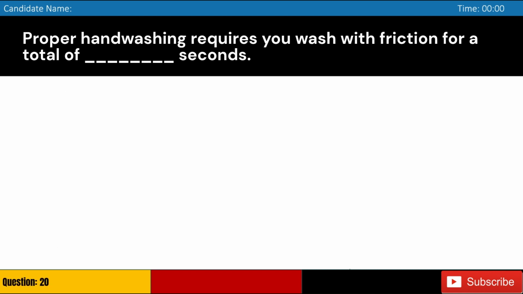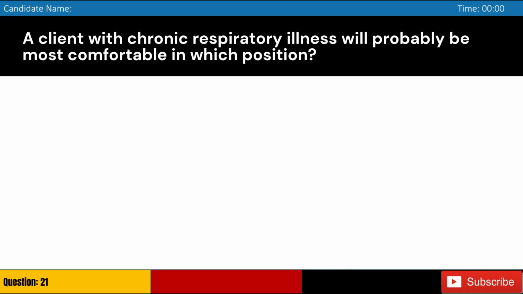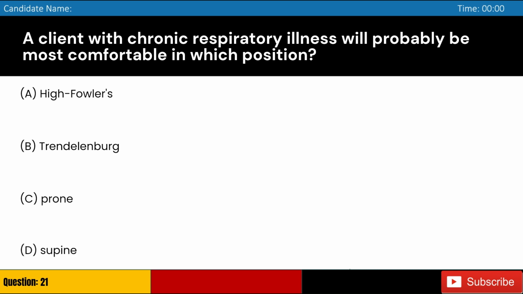Proper hand washing requires you to wash with friction for a total of how many seconds? A. 5 to 10. B. 10 to 15. C. 15 to 30. D. 60. Answer D. 60. A client with chronic respiratory illness will probably be most comfortable in which position? A. High Fowlers. B. Trendelenburg. C. Prone. D. Supine. Answer A.